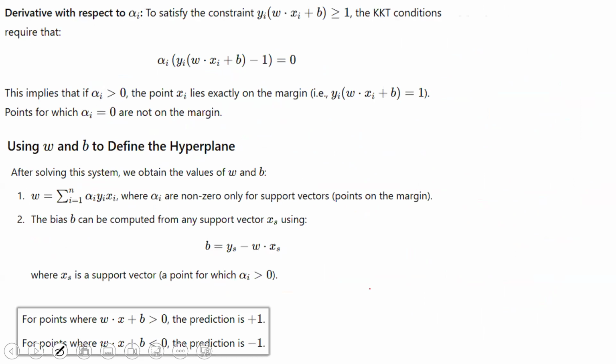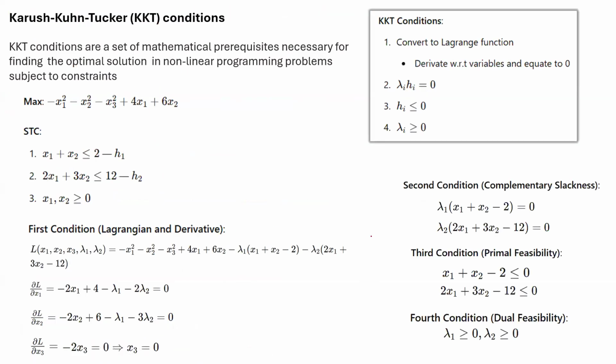Before trying to solve for w and b, let's find out a few more interesting facts about support vector machines. For that, you have to understand a simple concept, which is the KKT conditions. The KKT conditions are a set of mathematical prerequisites necessary for finding optimal solutions in nonlinear programming problems. The KKT conditions give us four different conditions. In an optimization problem, optimization is nothing but finding the maximum or minimum values for a particular variable or variables.